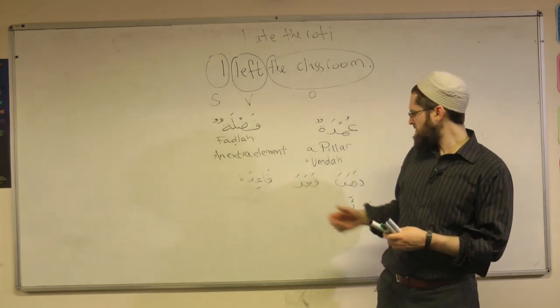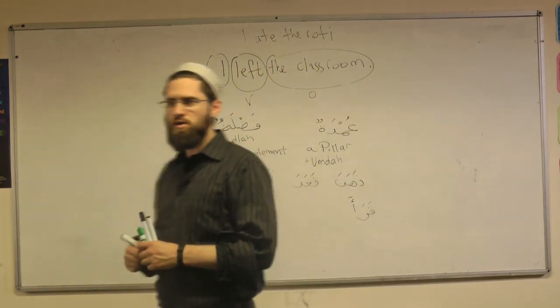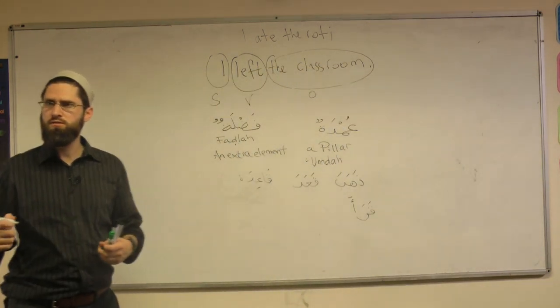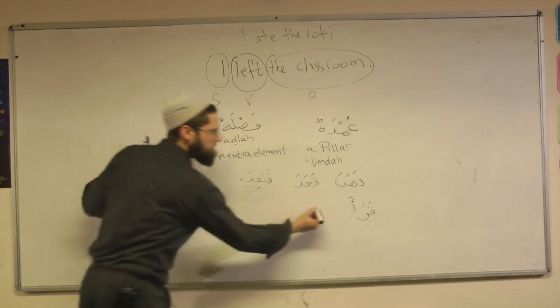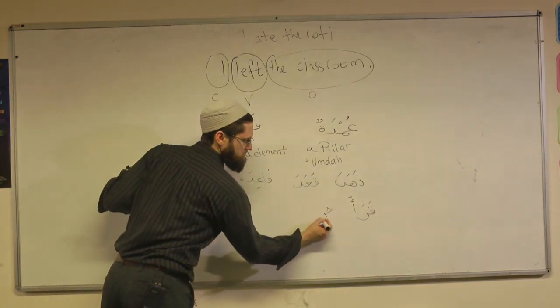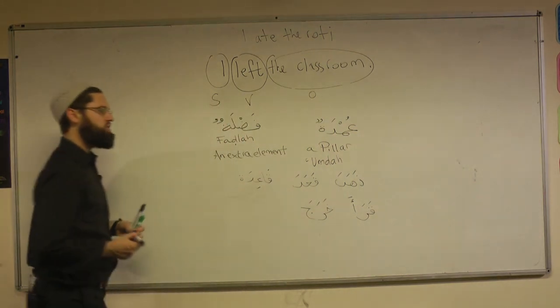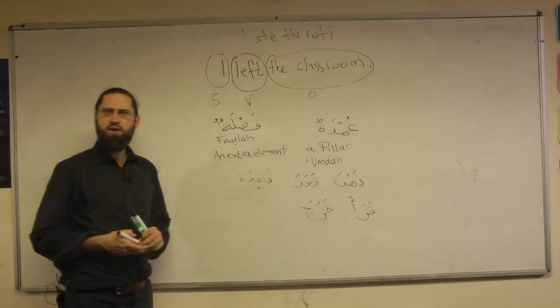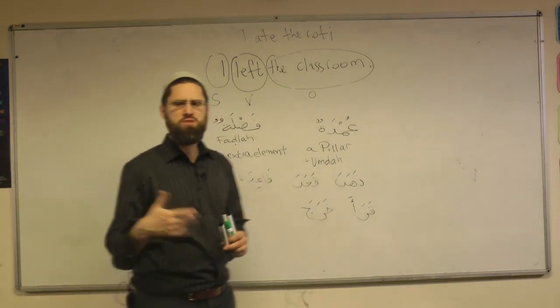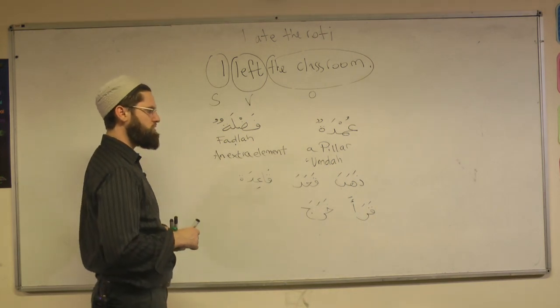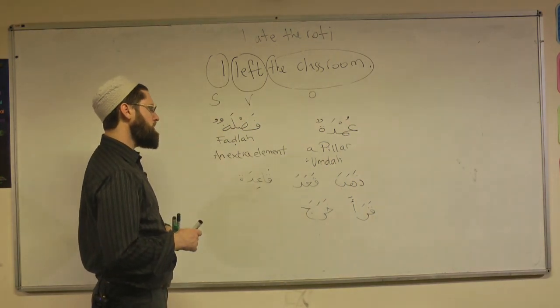What's another one we've done? Go on. Who said that? Was that you, Amina? Kharaja. What does that mean? He left. Good. Out of a context, to leave. In a context, he left. So they're the four that we've studied, and we're not going to touch verbs again for a long time. So we're only going to deal with these four for the time being.